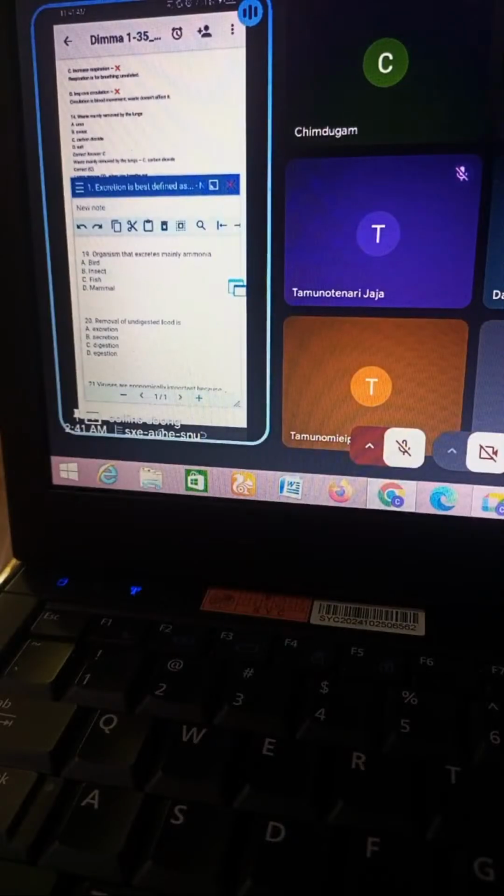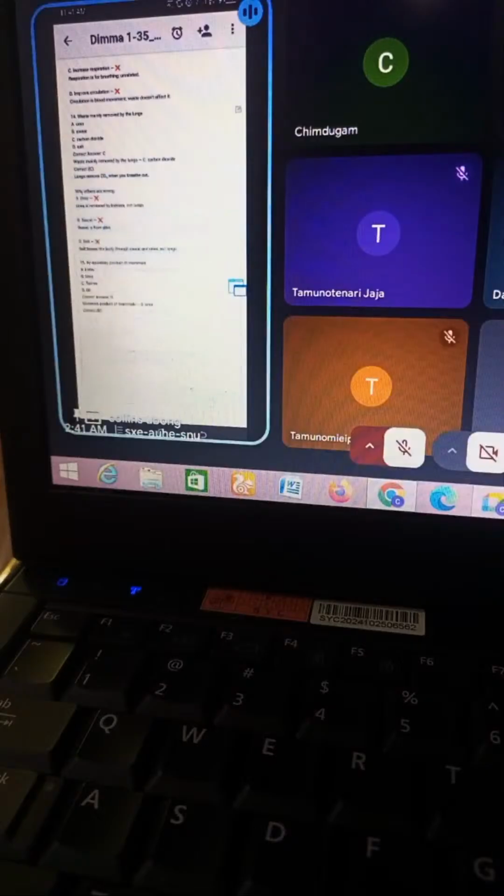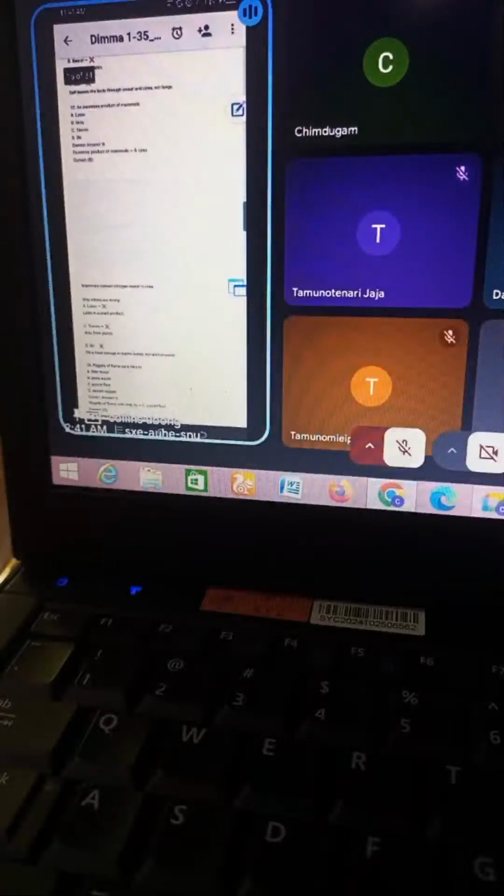Removal of undigested food is digestion, correct. Digestion. Let's look at it critically. Let's look at those questions critically and why the others were wrong.